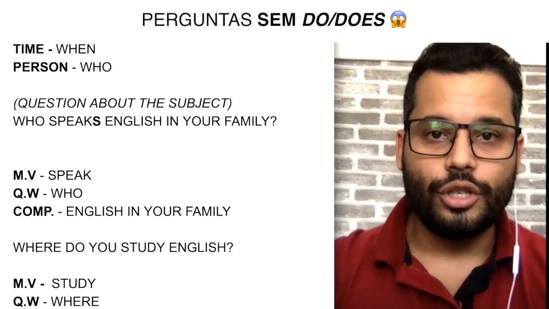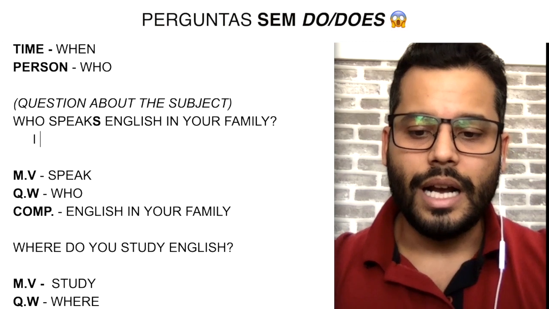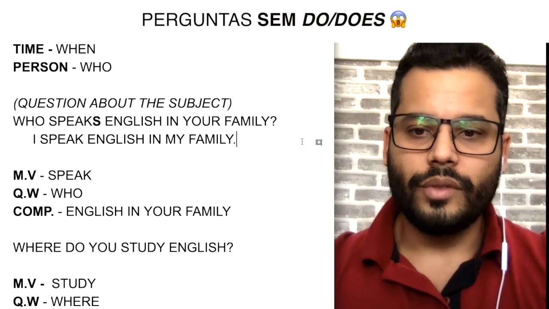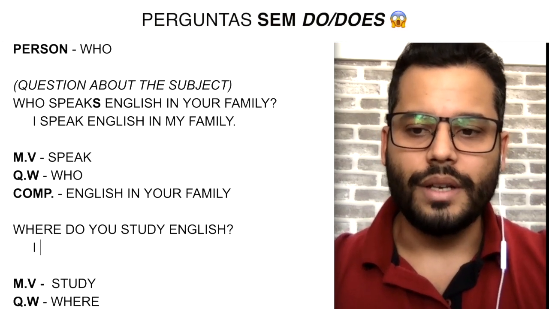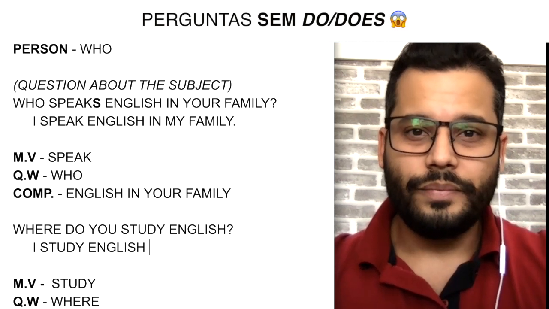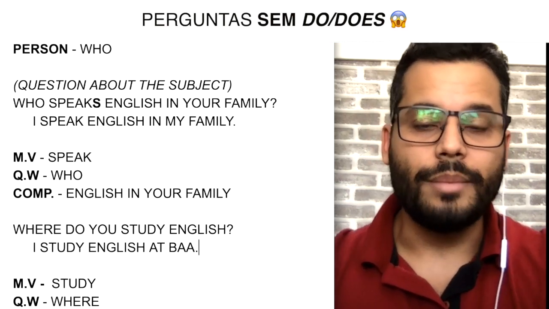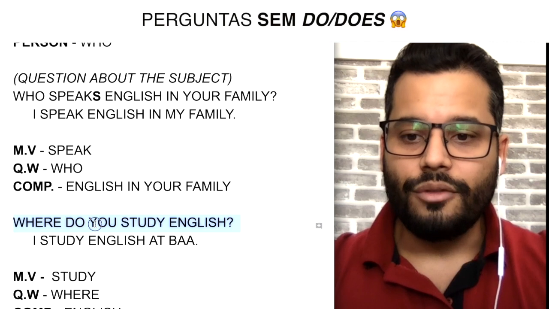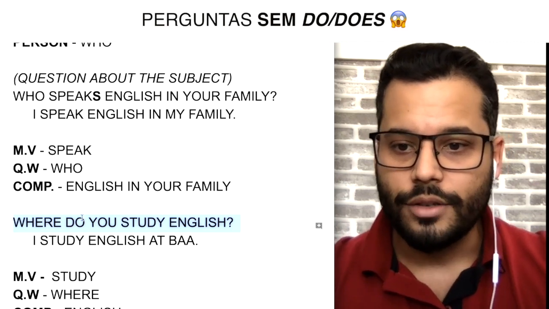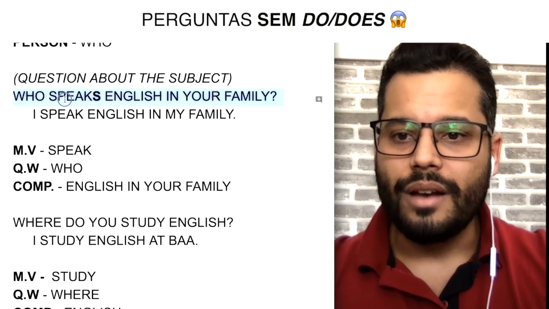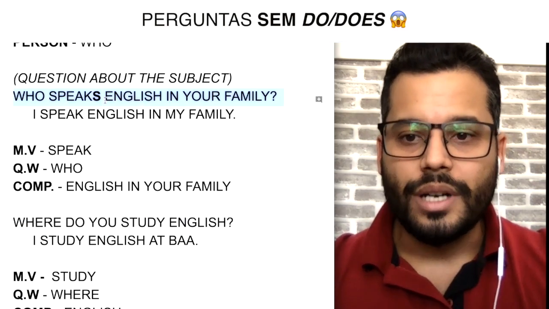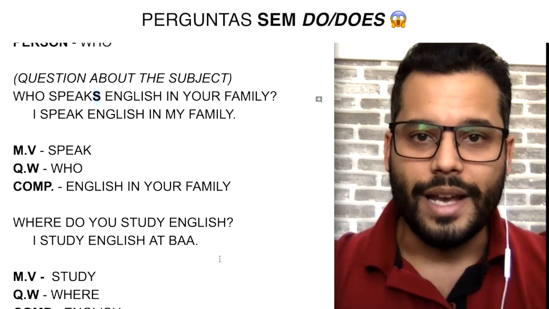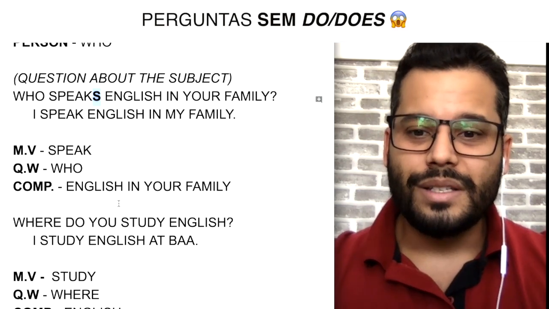So let's answer these questions. Who speaks English in your family? Okay, you can answer this: I speak English in my family. And where do you study English? I can say I study English in my house. I study English at British and American. Okay, so you have many forms to answer these questions, right? So the difference: a normal, regular question has an auxiliary verb and subject, and we also have a question about the subject. You don't have a subject, that's why you need to use inflection S, okay? Is it clear? That's all good.